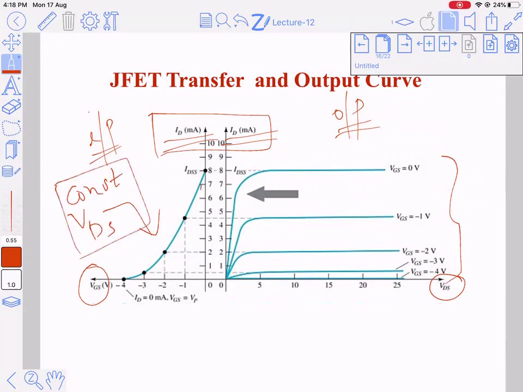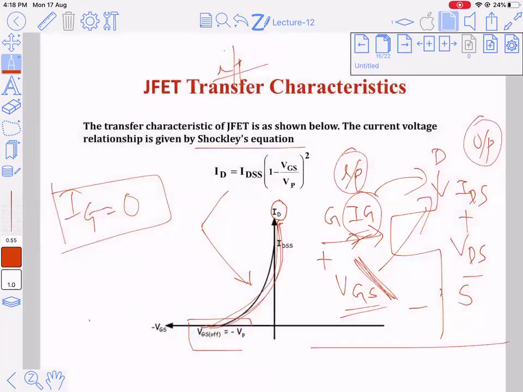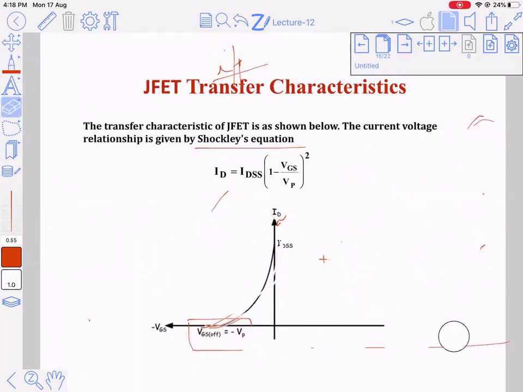So when you do this plotting, at that time VDS is set to a constant value. Okay, yes. So this is the transfer and output characteristic. And as I mentioned, kindly make a note of this equation. This equation is called Shockley's equation, which helps us in determining the current.